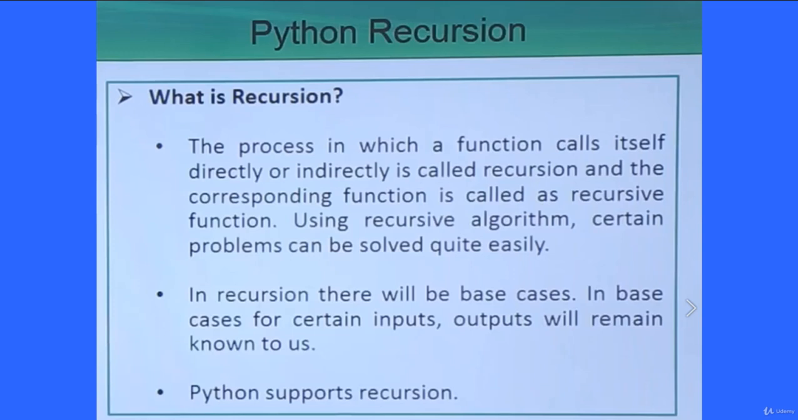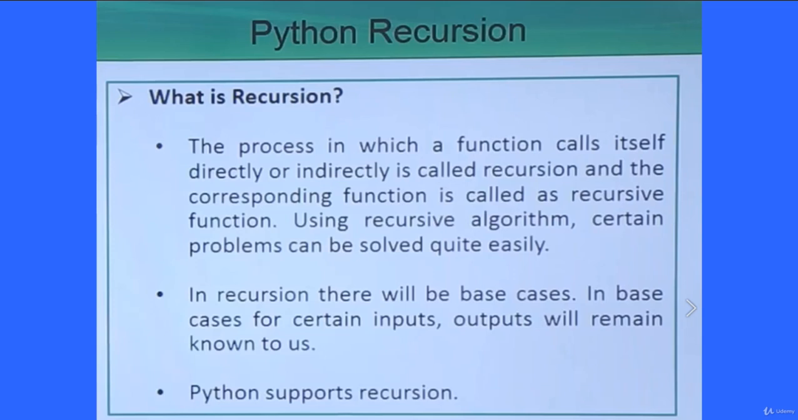In recursion, there will be a base case. So what is a base case? That means for certain inputs, outputs are known to us, and that is known as the base case. Just consider the factorial calculation: the base case is that if the input number is 0 or if the input number is 1, then the factorial value will be 1. So that is the base case.